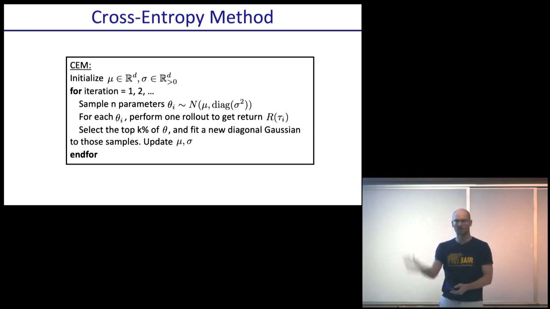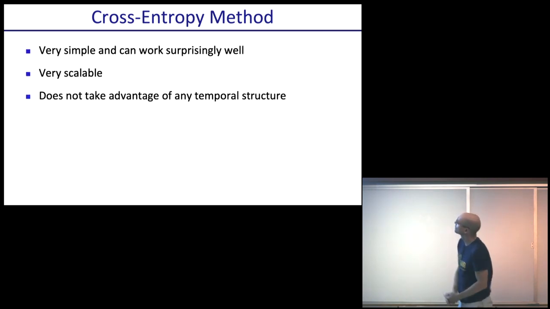That's cross-entropy. We saw that in one of the first lectures. It's a policy optimization method. It's model-free. You don't need access to a dynamics model to do this. You just need to be able to do rollouts, get the evaluations back, and then you can update your mean and variance of the Gaussian here.